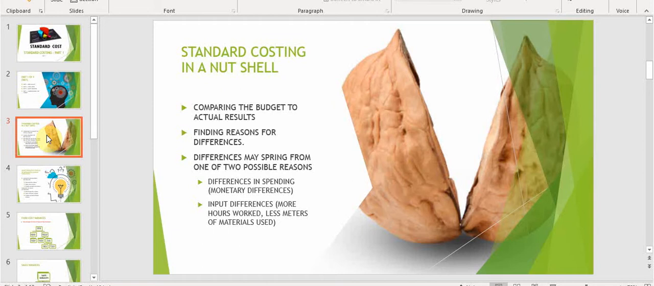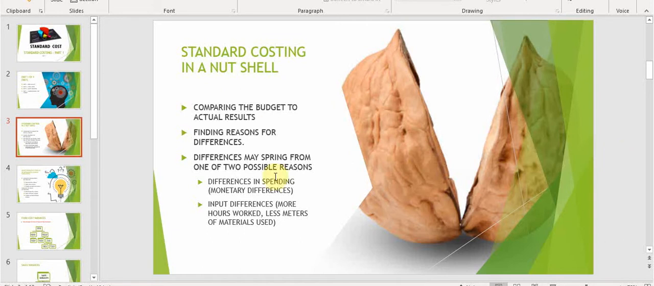Now, the differences between a budget and actual results for the year may occur for two different reasons. The first reason that I've listed there is differences in spending, and I like to call this a monetary difference. A monetary difference basically means the following. We had a budget for our payroll and we budgeted that we are going to pay our laborers 5 Rand an hour. Then actual results came in and we paid them 6 Rand an hour. So that's a monetary difference because we planned to pay 5 Rand and now we have paid 6 Rand.